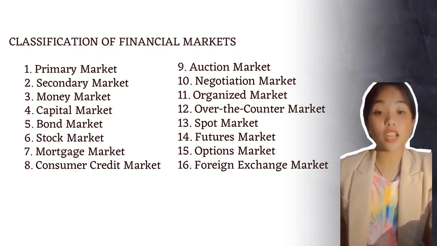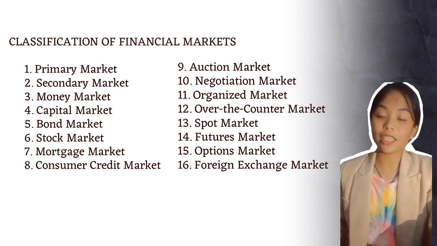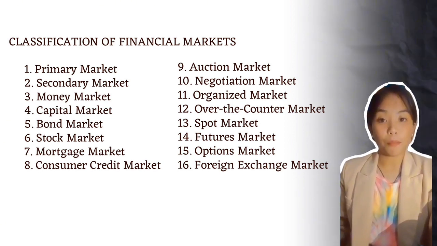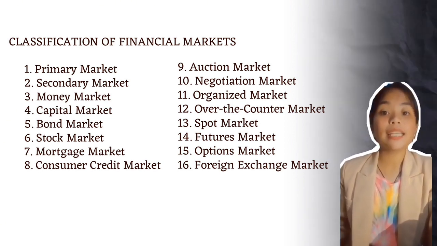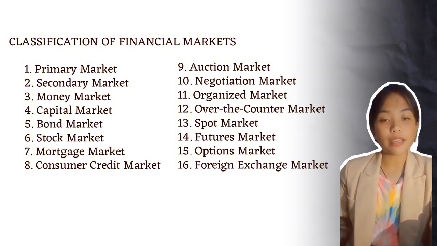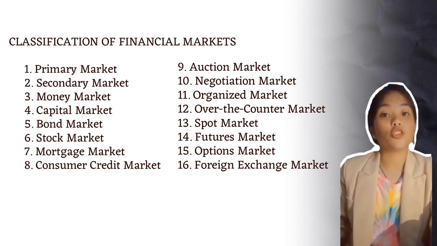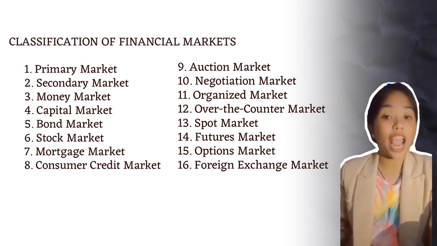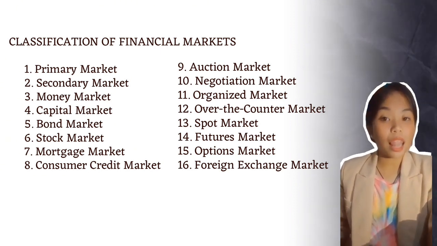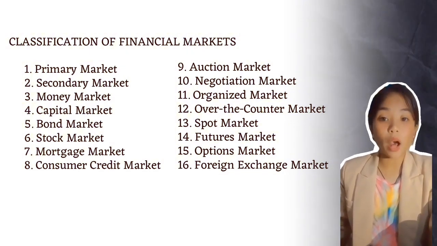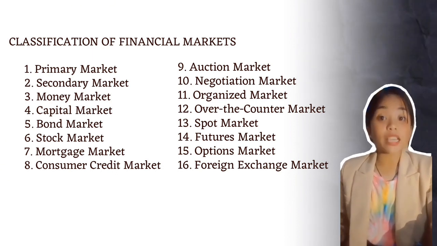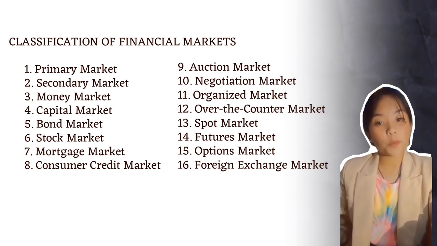So here are some classifications of financial markets. 1. Primary market. 2. Secondary market. 3. Money market. 4. Capital market. 5. Bond market. 6. Stock market. 7 is the mortgage market. 8 is the consumer credit market. 9 is the auction market. 10 is the negotiation market. 11 is the organized market, 12 is the over-the-counter market, 13 is the spot market, 14 is the futures market, 15 is the option market, 16 is the foreign exchange market.